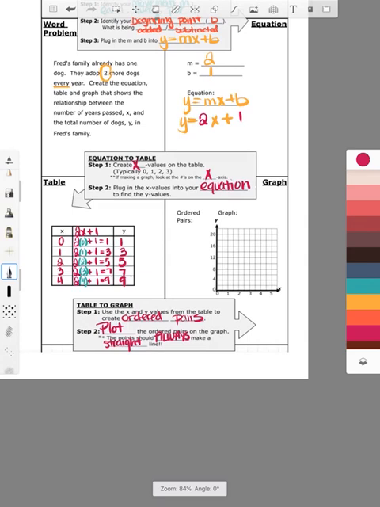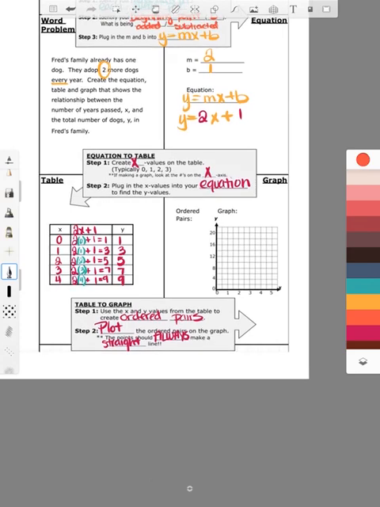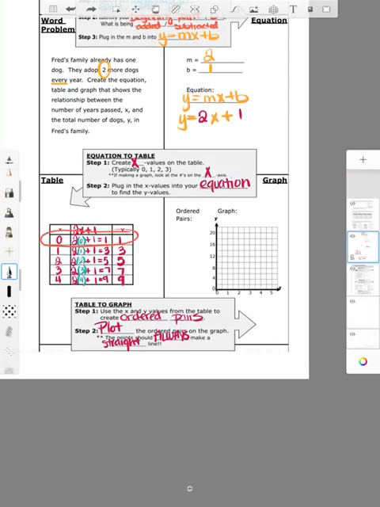All right, so when we're converting a table to a graph, it's pretty simple. We're going to go ahead and take the values from each x and each y. That's called an ordered pair. We're going to take an x value and its matching y value. So for the first one, when x is at 0, y was at 1. So we're going to have 0 and 1 together. When x was at 1, y was at 3. When x was at 2, y was at 5.